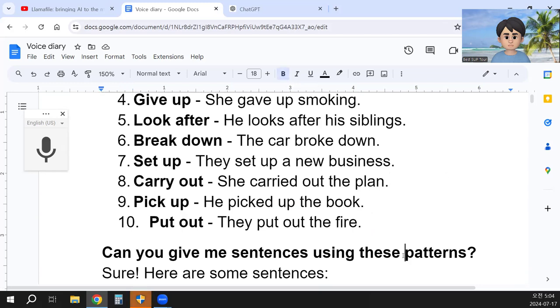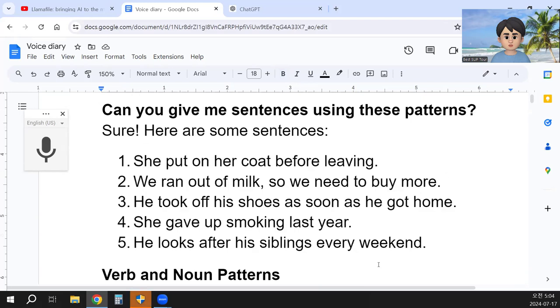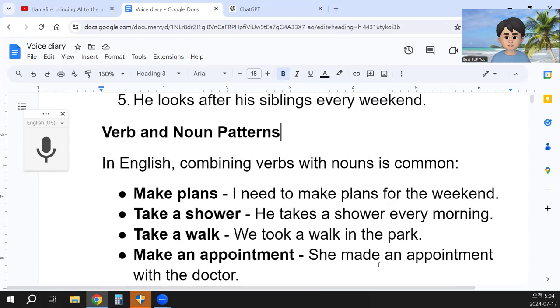Can you give me some sentences using this pattern? Here, some sentences to put on code before leaving. Well, another make so we need to buy more. He took off his shoes as soon as he got home. She gave up smoking last year. He looks after his sibling every weekend.